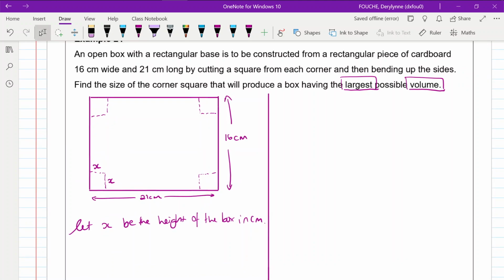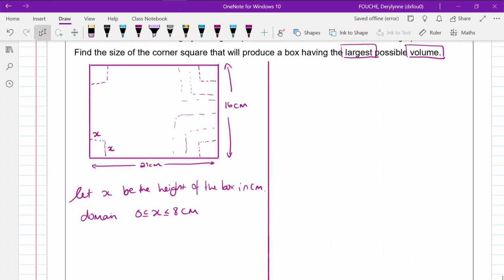And we also need to think about a reasonable domain for the size of squares. So if I have a look here, I can keep on making these squares larger and larger, but at some point I can no longer create any more squares because they kind of meet up. So a reasonable domain for this question would be x must be greater than or equal to 0, but less than or equal to 8 centimeters.